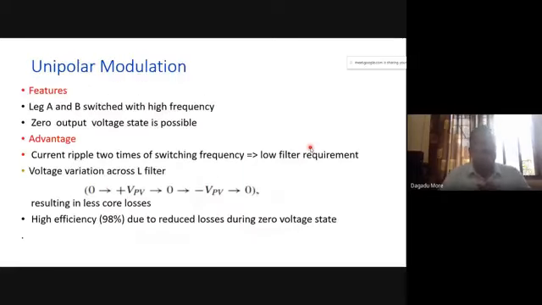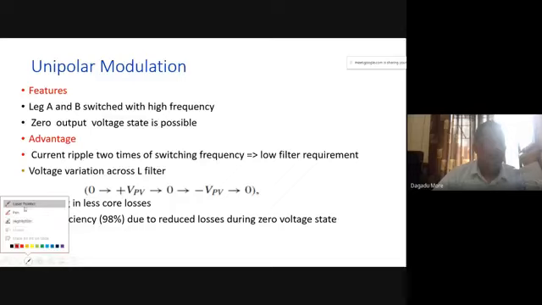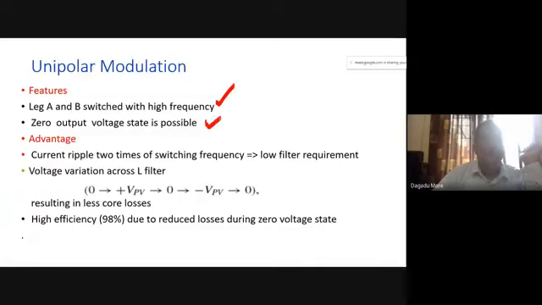Now, what will be the features of this? What have we discussed? Leg A and leg B are switched at high frequency. Then the zero voltage state is available. Okay, we have discussed these two.